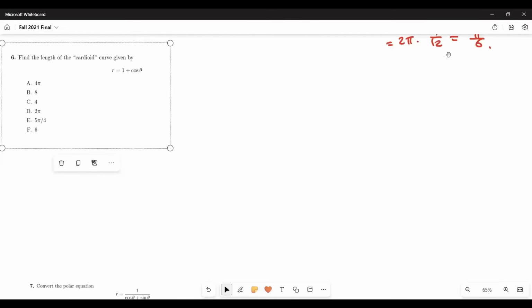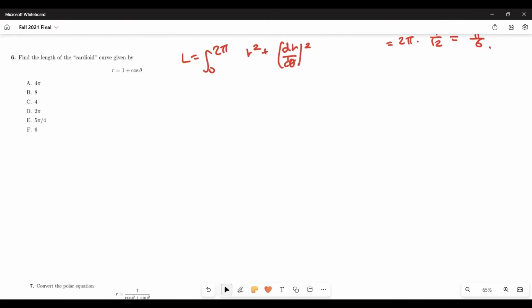Okay, this question asks to find the length of the cardioid curve. Okay, the length equation says L is equal to the integral from 0 to 2 pi of the square root of r squared plus (dr over d theta) squared, d theta. Okay, r squared is (1 plus cosine theta) squared, which is the same as 1 plus cosine squared theta plus 2 cosine theta. We have that.